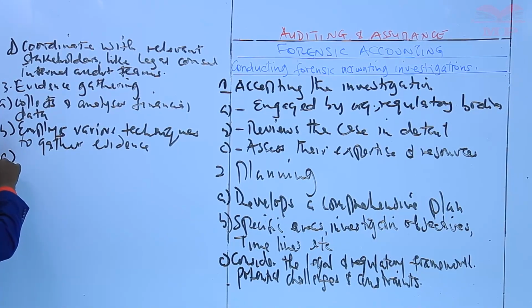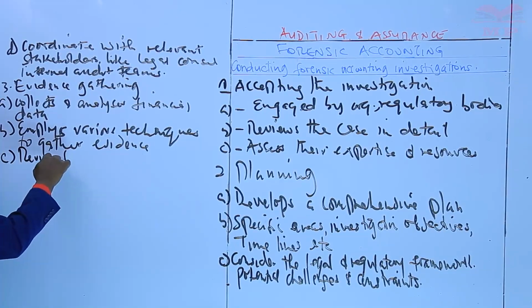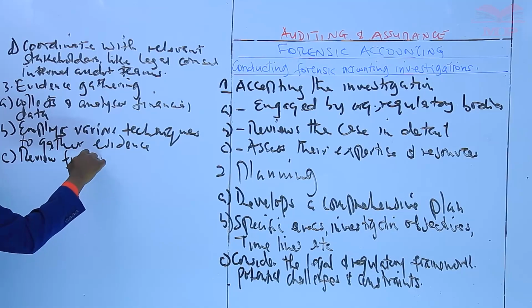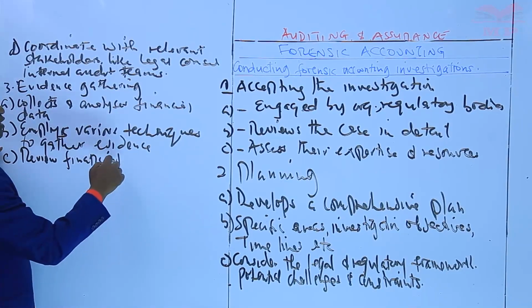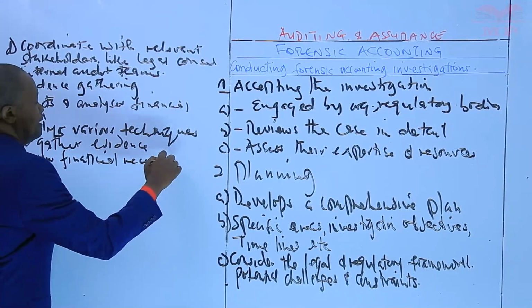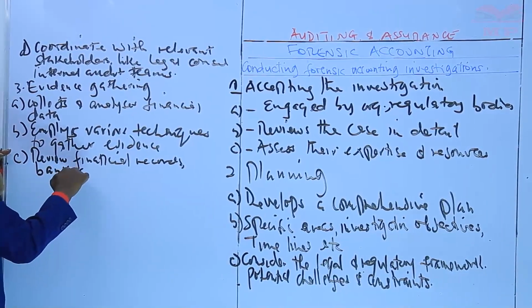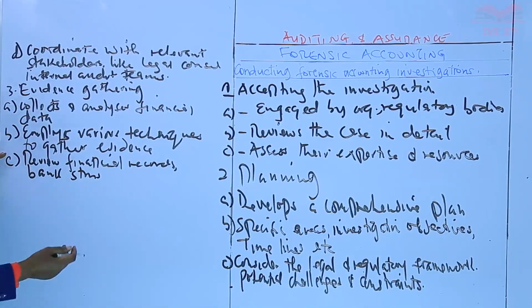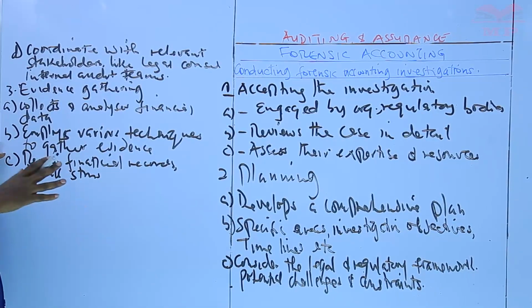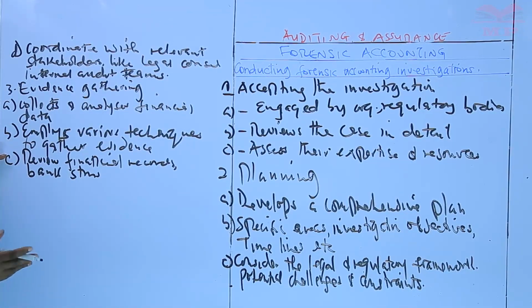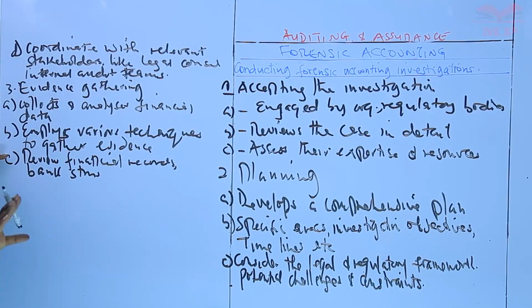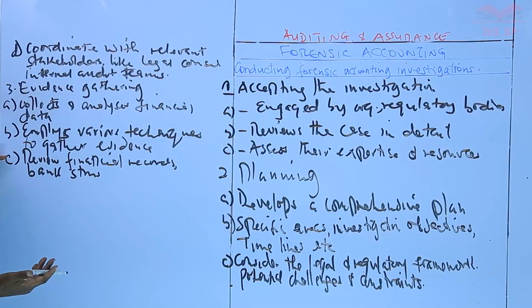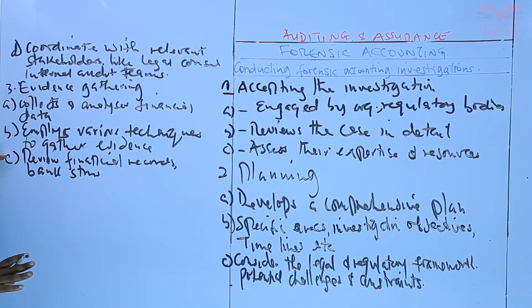The accountant may also review financial records, bank statements, invoices, contracts, or other information relevant to the case in order to identify inconsistencies, hidden transactions, or even indications of fraudulent activities.